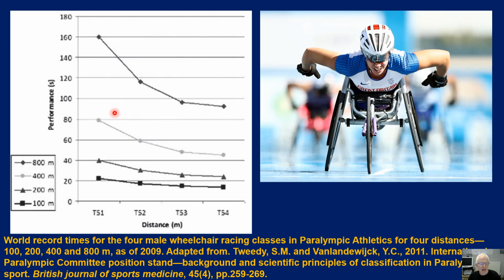And this really lends itself to the remainder of the journey within this presentation, which is, why is it we're seeing such a large magnification at 800 metres here, which we're not seeing at these shorter sprint distances? And how does the spinal cord lesion seem to create that magnified effect?